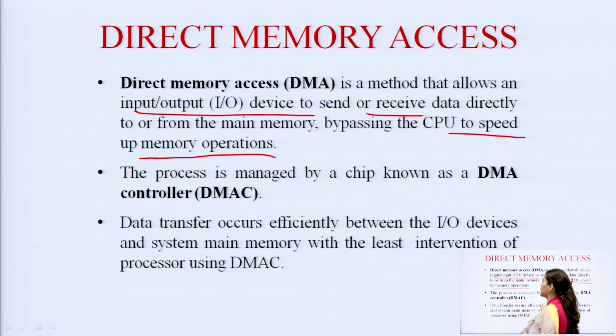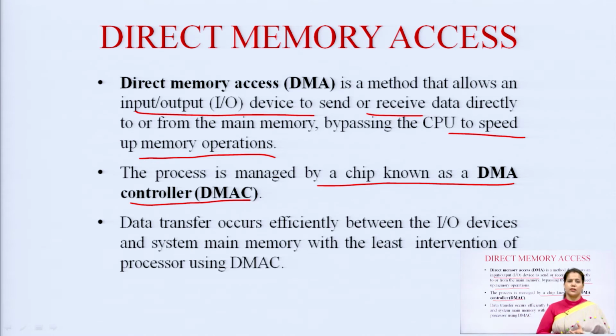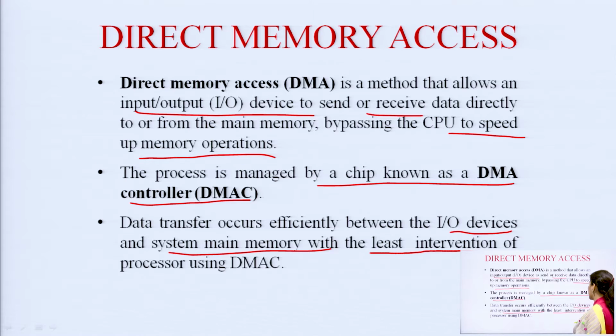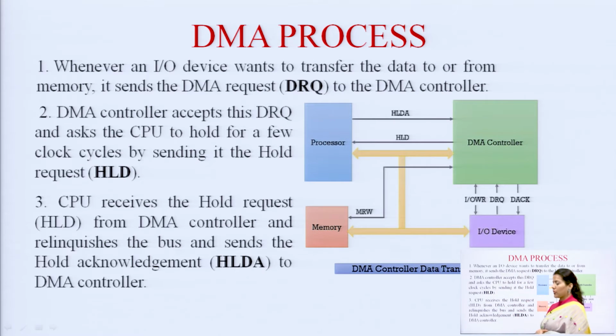This is what is happening in this DMA operation, and this process is managed by a chip known as the DMA controller, that is DMAC. Data transfer occurs efficiently between the input output devices and system main memory with the least intervention of the processor using DMAC. So, this is how this operation is done. Let us see the details. What is the process behind this?